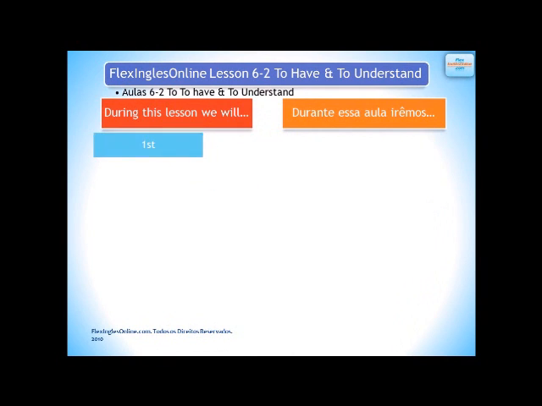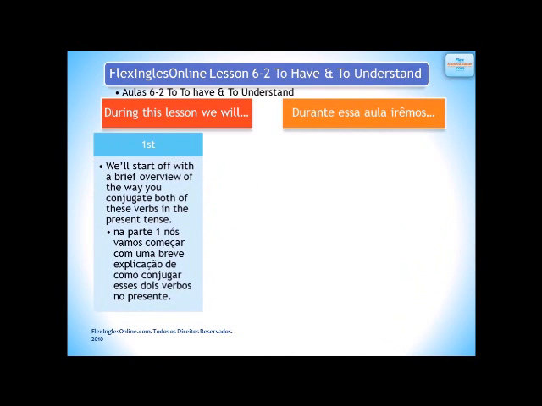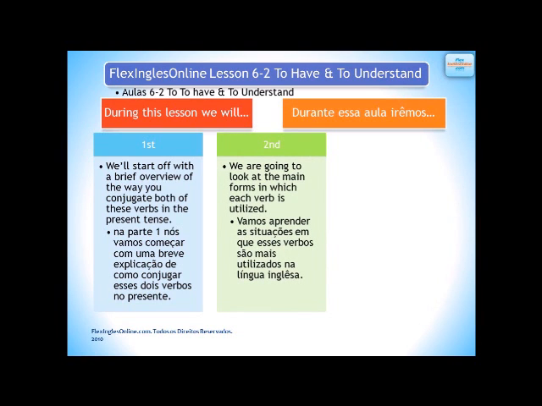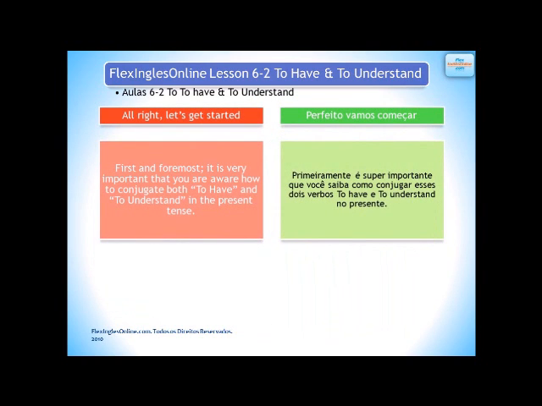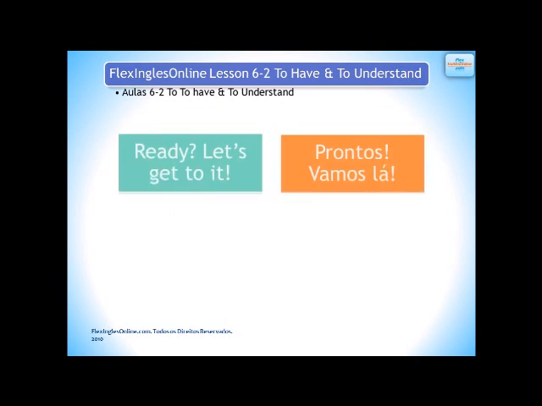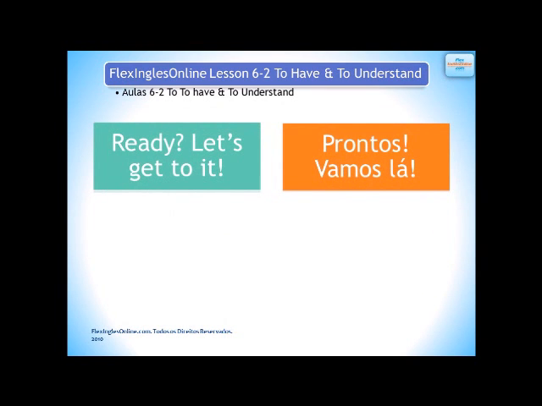During this lesson we will first start off with a brief overview of the way you conjugate both of these verbs in the present tense. Second, we're going to look at the main forms in which each verb is utilized. And third, we'll quickly review what we've learned, so that you are aware how to conjugate both to have and to understand in the present tense. Ready? Let's get to it.